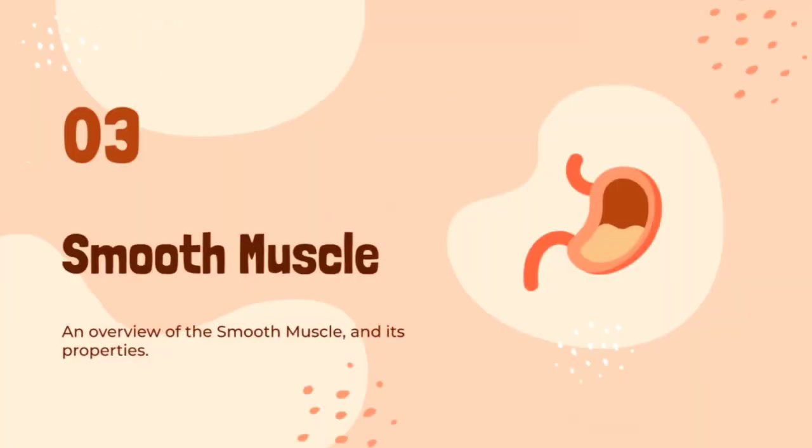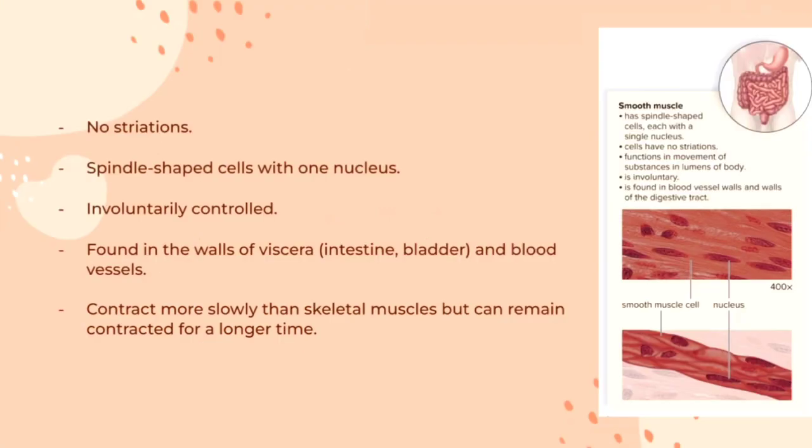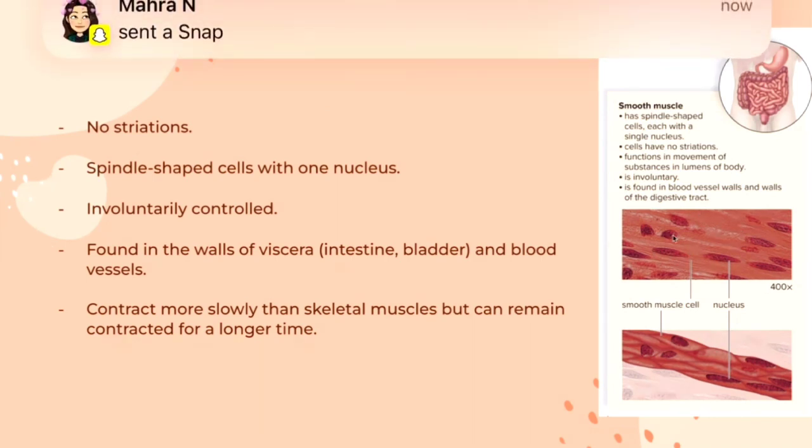Moving on, we're going to be talking about the smooth muscle. The smooth muscle, on the other hand, unlike the skeletal muscle, has no striations. And as we can see, of course, right here in the picture, no striations.